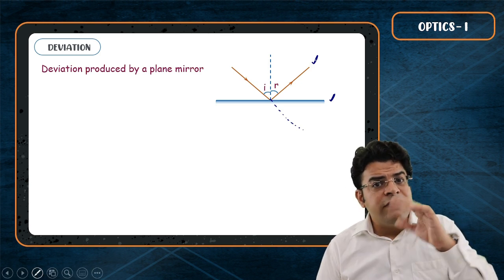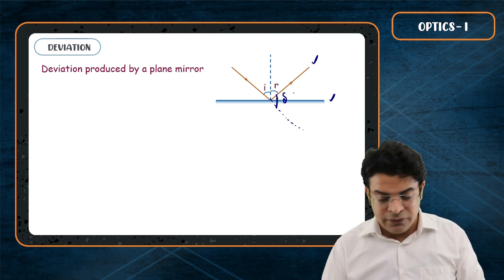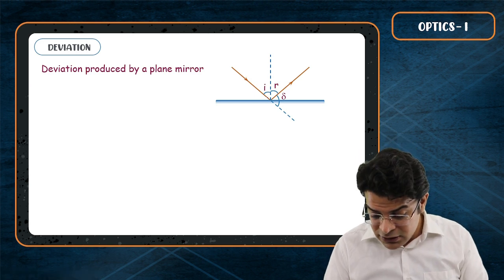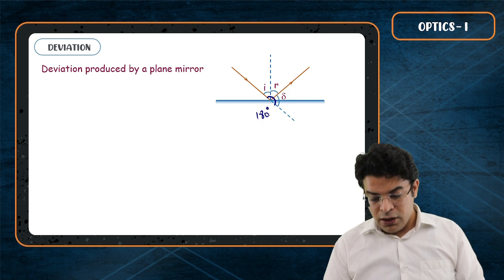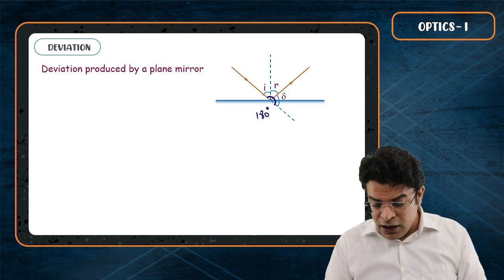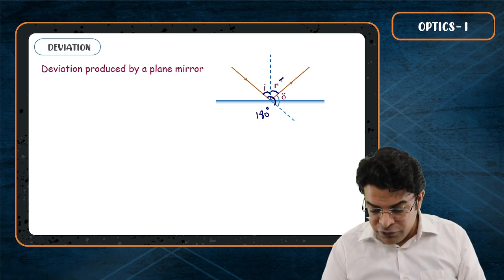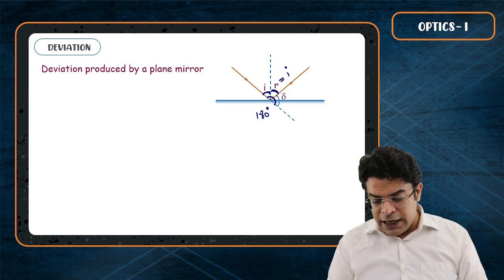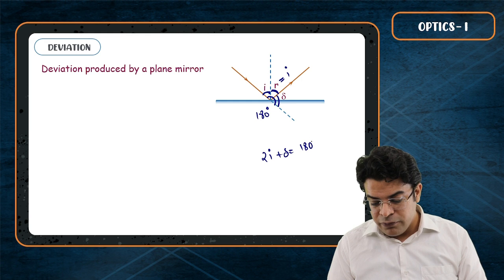So how much deviation is produced? You will say that, sir, this angle is the deviation. Now how to find it? It's very easy. You will say that this whole angle is 180 degrees. And since we know that the angle of incidence is the same as the angle of reflection, in place of the angle of reflection I can also write I. So can I say that I plus I plus delta, 2I plus delta, equals 180 degrees.